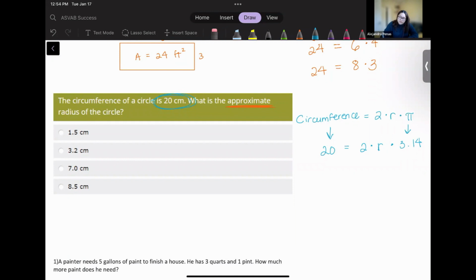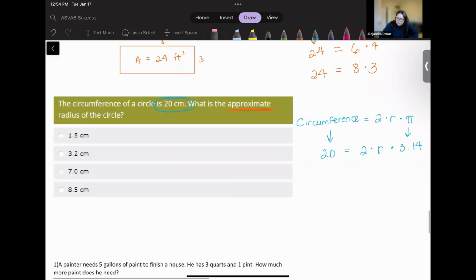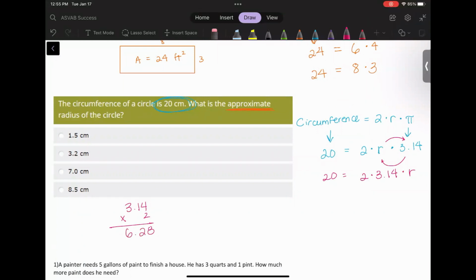So what I'm going to do now is switch these around in order just so that I can multiply 2 times 3.14 and leave r for last. So 3.14 times 2, that's going to be 8, 2, 6. So we have 20 is equal to 6.28 times r, times the radius.